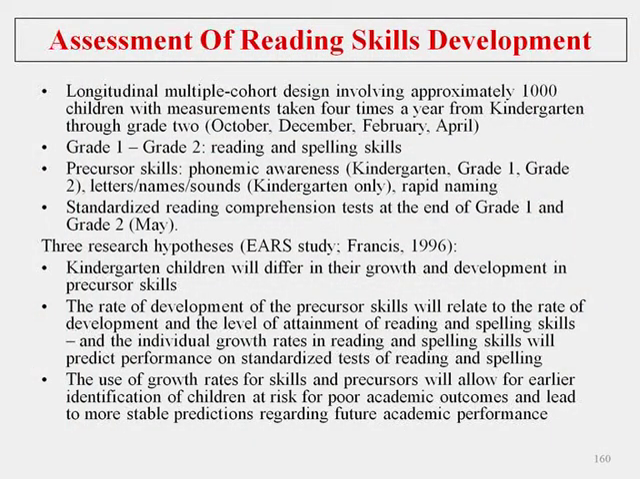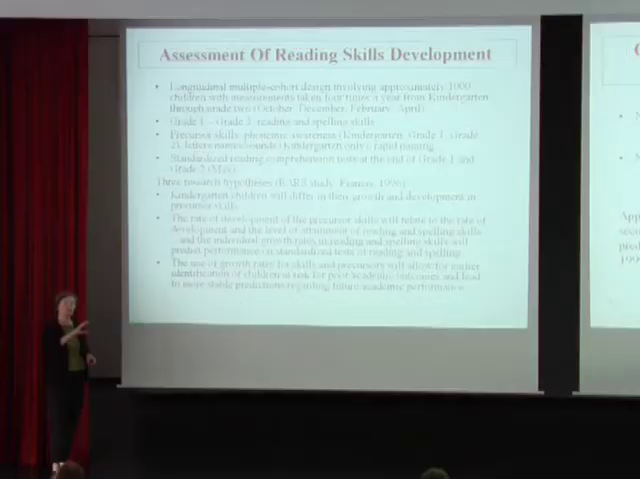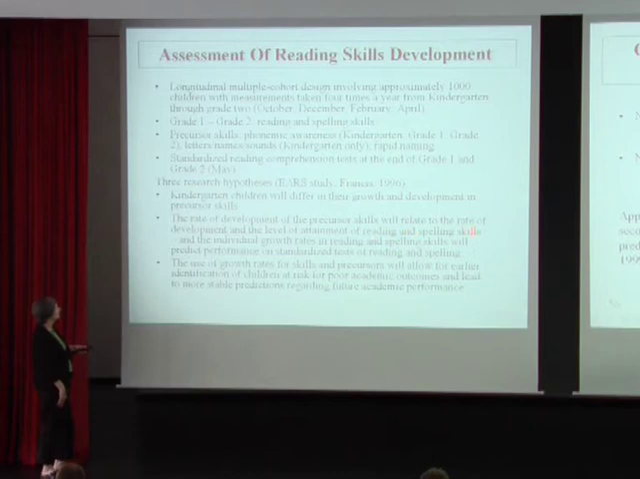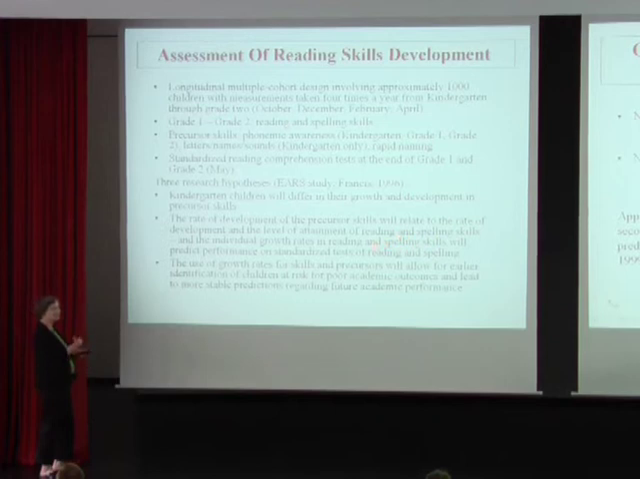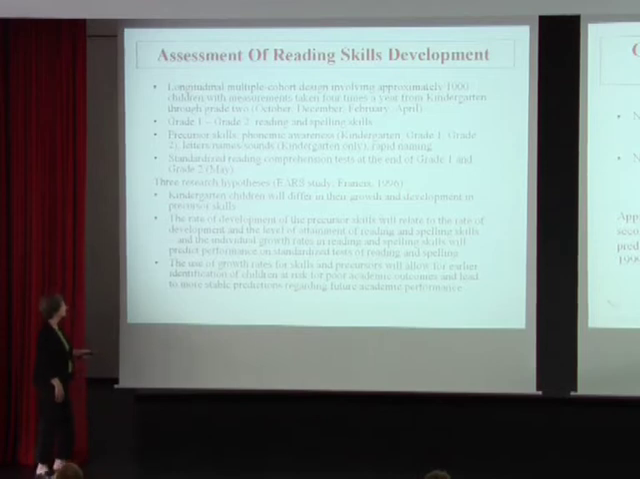First of all, they hypothesize that kindergarten children are going to differ in their growth and development in precursor skills, so in the phonemic awareness and rapid naming. So they think the children are going to develop differently in phonemic awareness. And they think how the students develop in phonemic awareness is going to be related to how they develop in their other skills in reading and spelling in first and second grades. They also hypothesize that this is going to impact the standardized tests of reading and spelling, but we're not going to be looking at that.